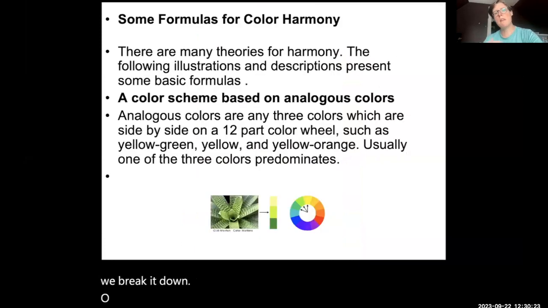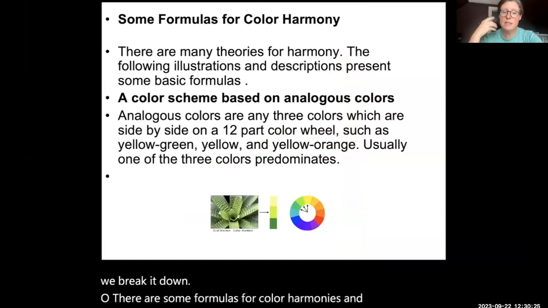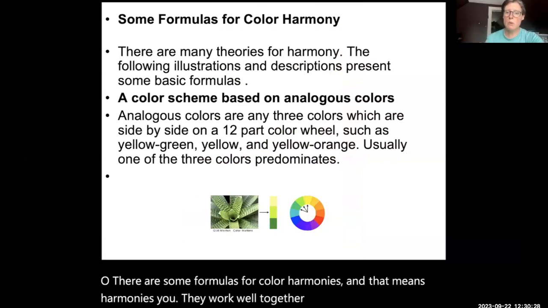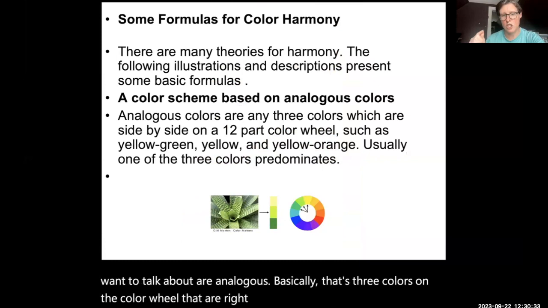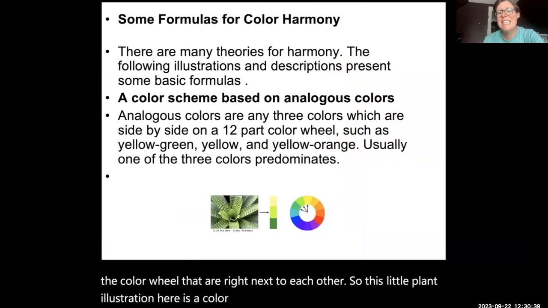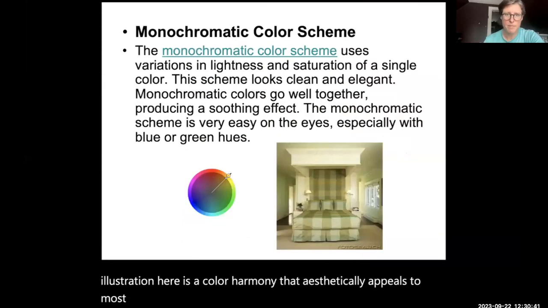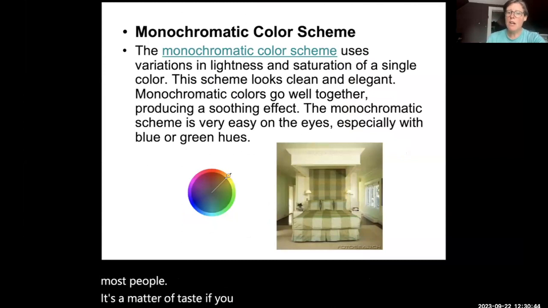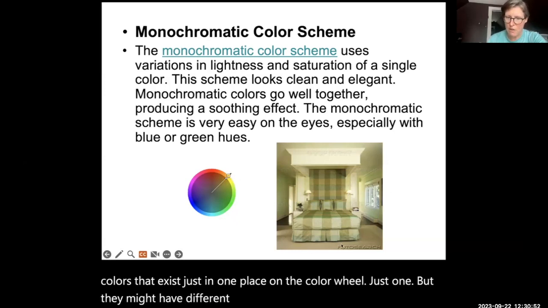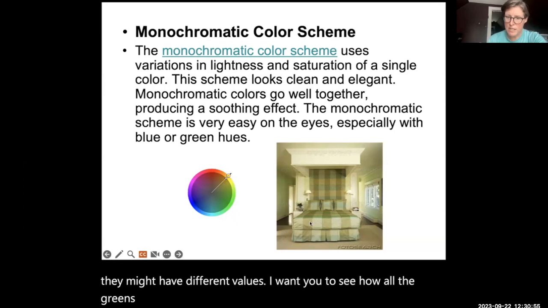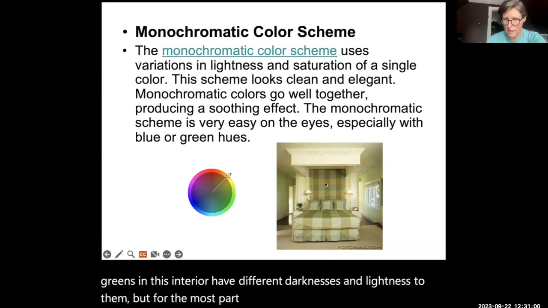So there are some formulas for color harmonies, and that means they work well together. The first one we want to talk about is analogous. Basically, that's three colors on the color wheel that are right next to each other. This little plant illustration here is a color harmony that aesthetically appeals to most people. It's a matter of taste if you don't like it. Monochromatic colors are colors that exist just in one place on the color wheel, but they might have different values. I want you to see how all the greens in this interior have different darknesses and lightnesses, but for the most part, they're all green.